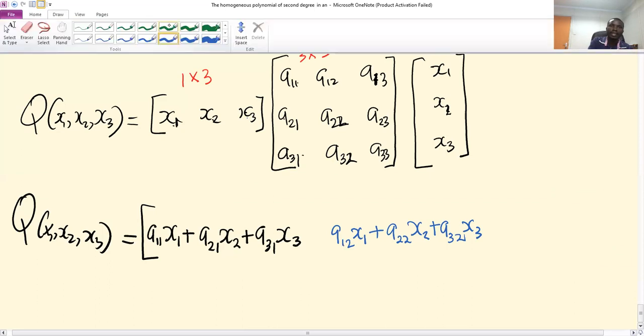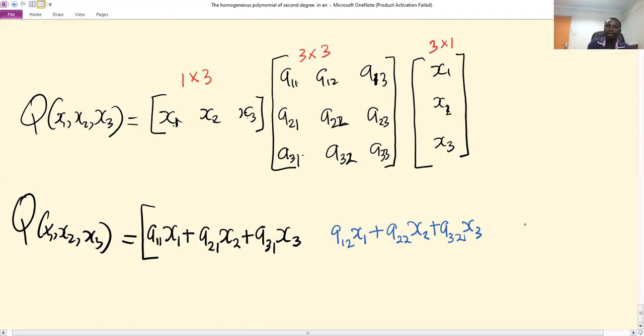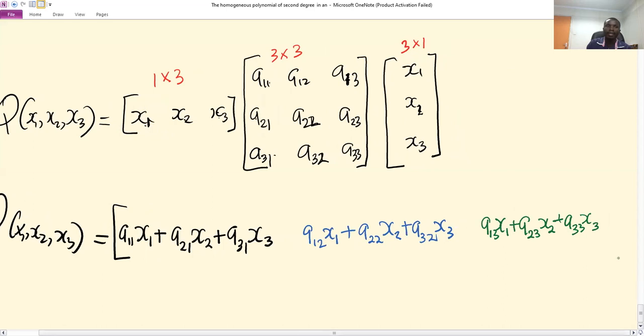And then the last element will be x1 times a13. So we'll have a13 x1 plus x2 times a23 will be a23 times x2. x3 times a33 will be a33 times x3. And then you close this and you multiply by the vector x1, x2, x3.